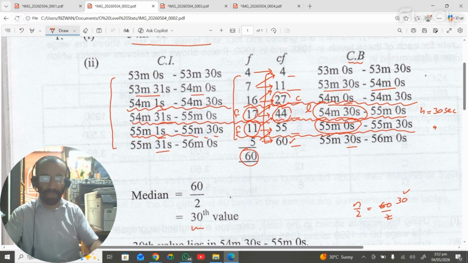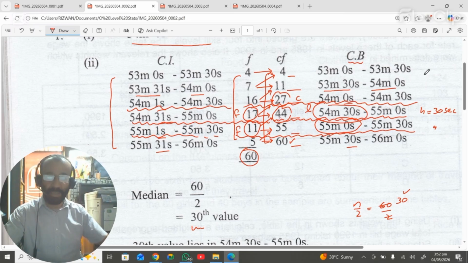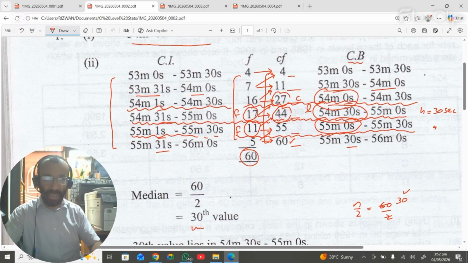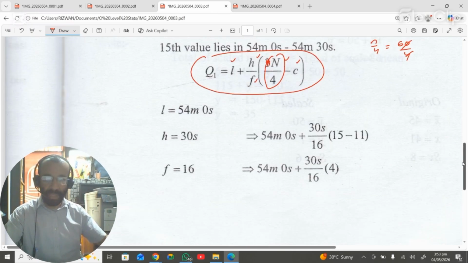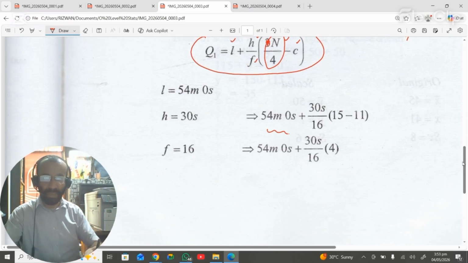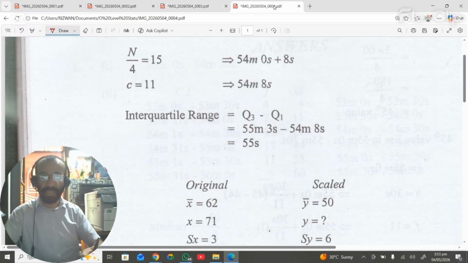So now putting the values from this class into the formula, and you know how to put all these values into the formula. You know what is lower class boundary. So this is lower class boundary. Height is again the same, that is 30 seconds. Previous cumulative frequency is this one for this class, frequency is this one, and n is 60. So putting all these values into the formula now. After simplifying it, you will get this answer: 54 minutes 8 seconds. So this is the lower quartile.